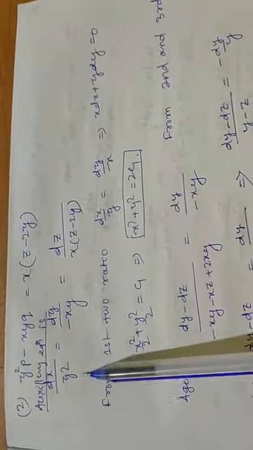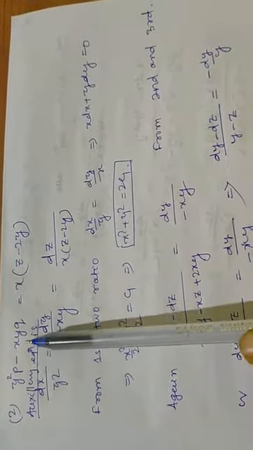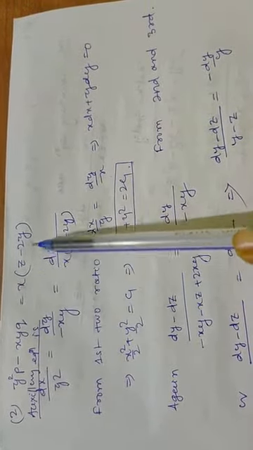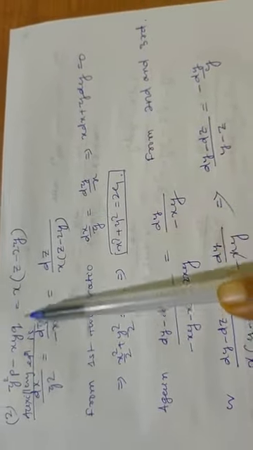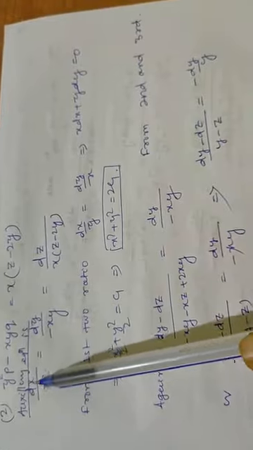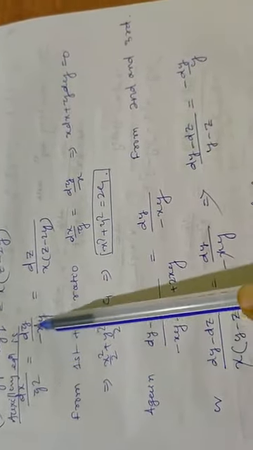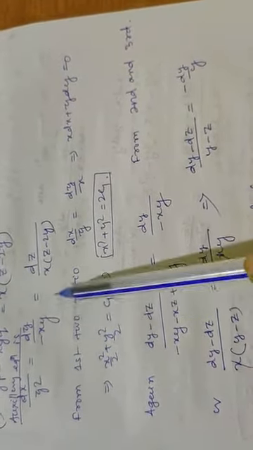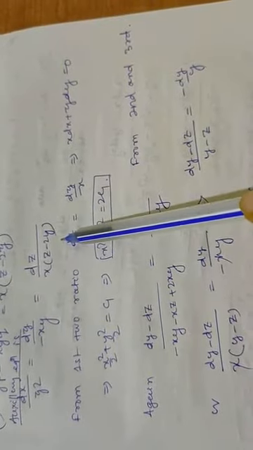Consider another problem. y square p minus xyq is equal to x into (z minus 2y). This is also in Lagrange form, so we construct the auxiliary equation: dx by y square is equal to dy by minus xy is equal to dz by x into (z minus 2y).